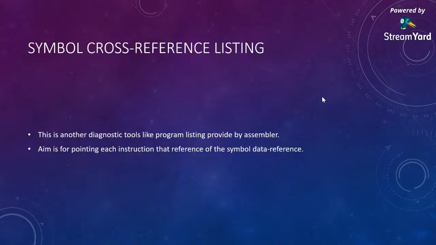So the other is the symbol cross-reference listing. This is another type of diagnostic tool like the program listing that I described in the previous slide. The aim is to point out each instruction that refers to the symbol data reference.